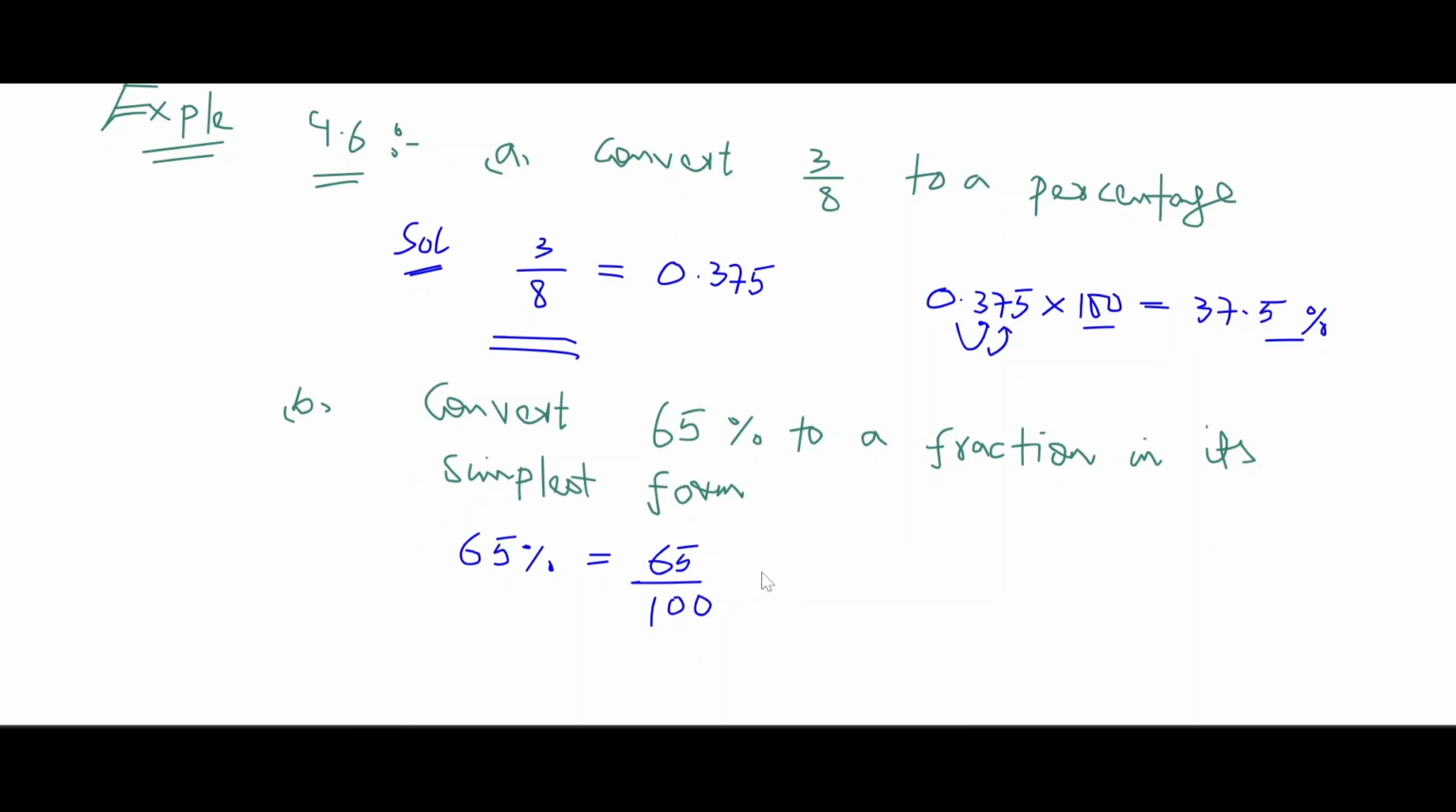Now you should know the HCF of 65 and 100. HCF means highest common factor, and the HCF of 65 and 100 is 5. So 65 divided by 5 and 100 divided by 5. In the end you can see 13 over 20. It's in fraction form, but in its simplest form. Now we have some questions. 4.6 is an exercise question. We are doing exercises because we want to gain some concept.